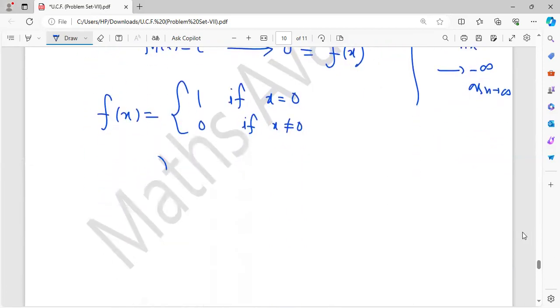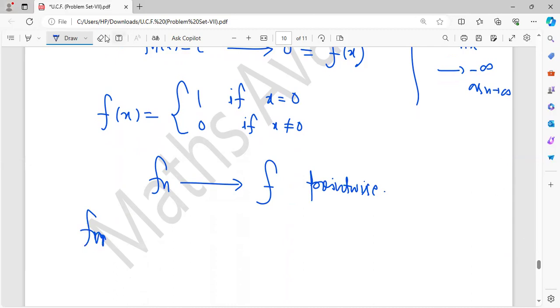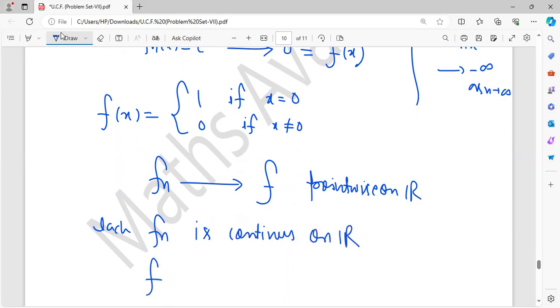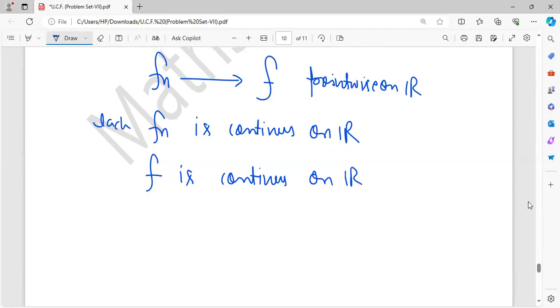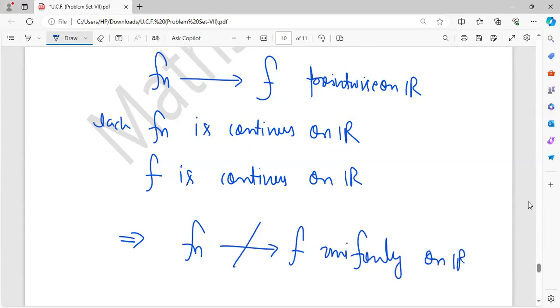So F_n converges to F pointwise. Each F_n is continuous on R, but F is not continuous on R. F is not continuous because it is not continuous at 0. So this implies F_n cannot converge to F uniformly, because the uniform limit of continuous functions is continuous, but F is not continuous. So F_n does not converge to F uniformly on R.